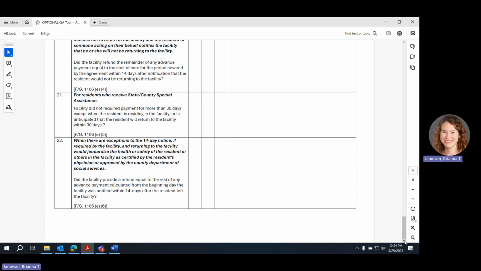That concludes the review of the QA tool for resident funds and settlement of cost of care.